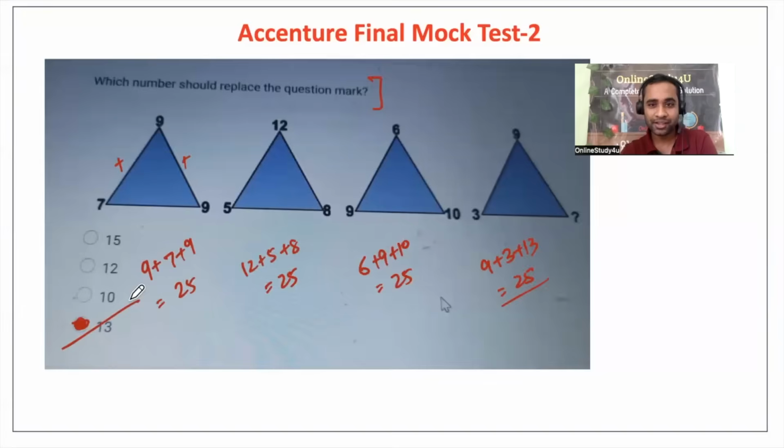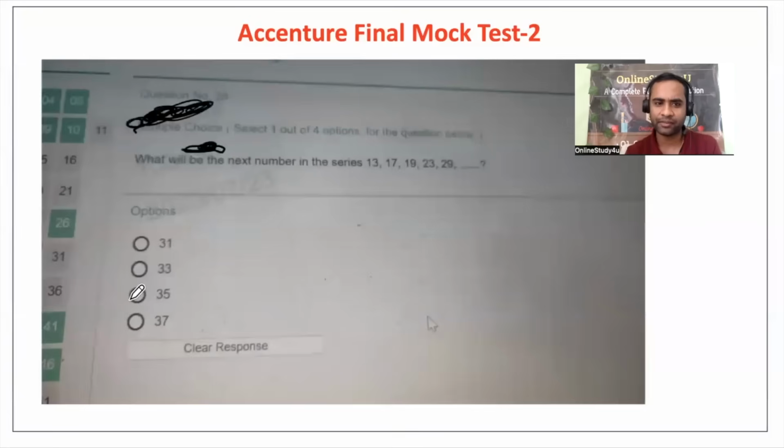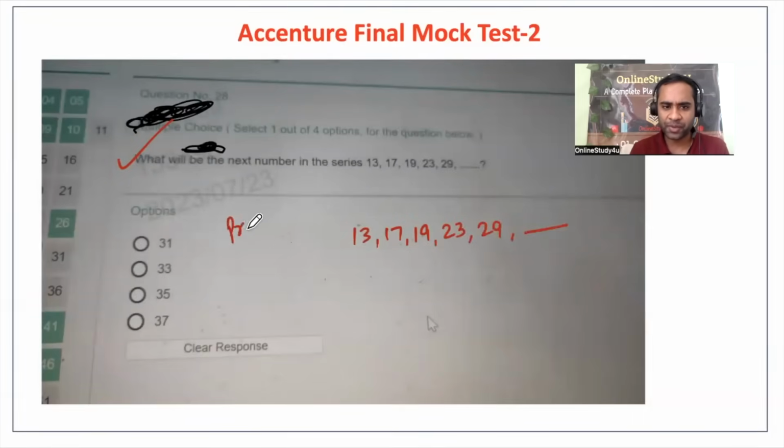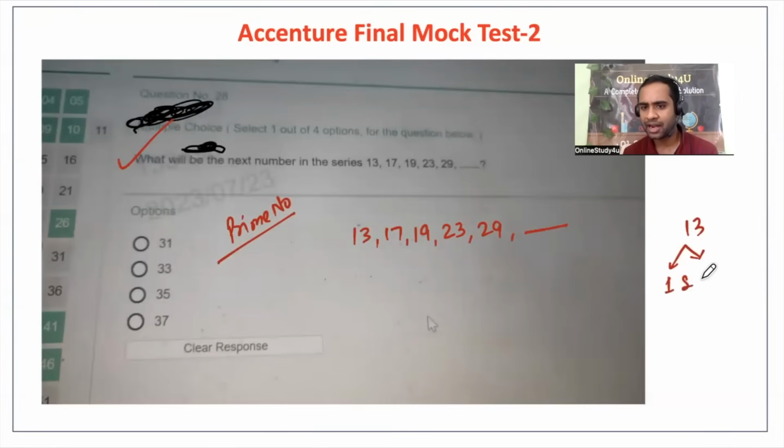This logic should come to your mind, and logic will only come when you practice a lot. Now, next question. What will be the next number in the series? We have 13, 17, 19, 23, 29, and what will be the next number? Friends, you must know about prime numbers. A prime number is a number which is divisible by 1 and itself, like 13. 13 can be divided by 1 and itself, 13.